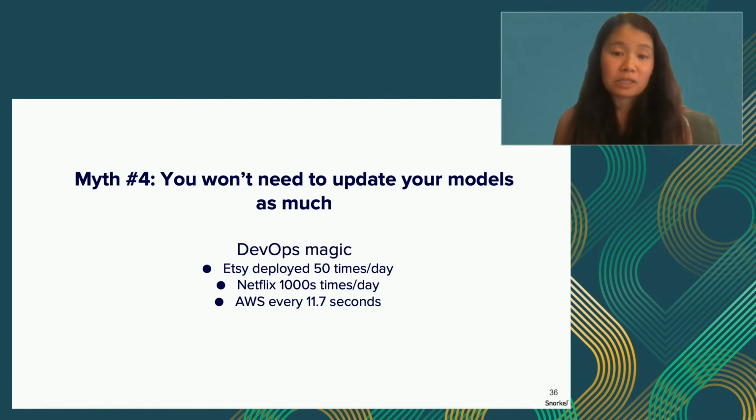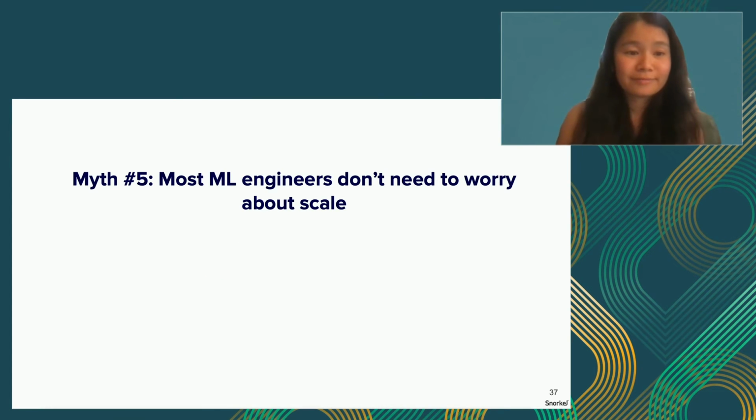Even back in 2015, when these numbers were published, Amazon had already been deploying 50 times a day, Netflix deployed thousands of times a day, and AWS every 16 seconds. Of course, you don't want to do that at such a scale for machine learning systems, but the point is that you do want to update the models as fast as you possibly can, because every moment that you wait, the worse the model already got.